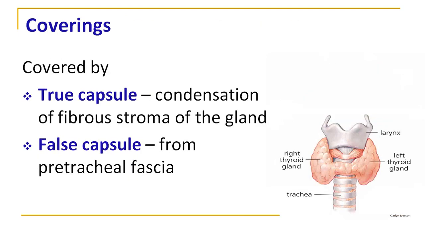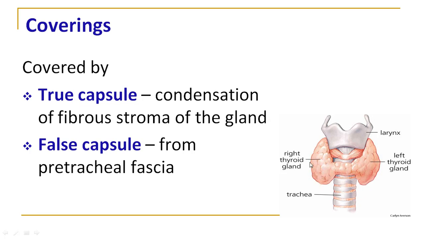Moving on to the coverings of the thyroid gland. There are two coverings, or connective tissue coverings. One is called a true capsule, which is similar to the skin. The condensation of the fibrous tissue around the gland is called the true capsule, from which the connective tissue septa will enter the gland and divide the gland into lobules. So this is a description of the true capsule.